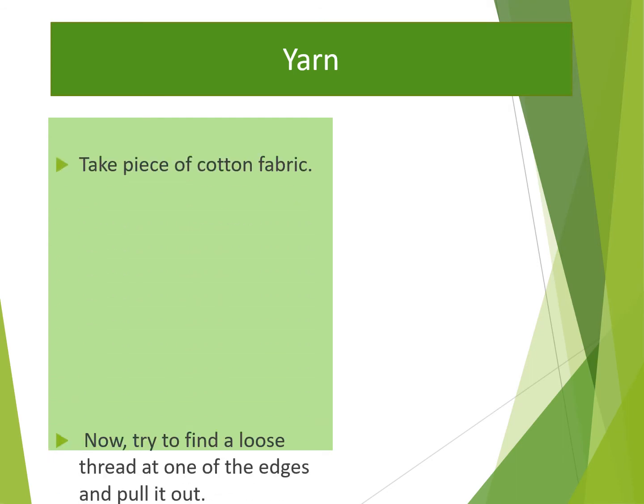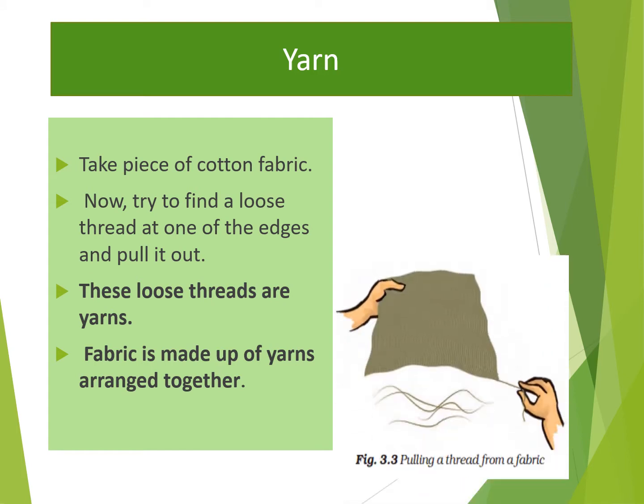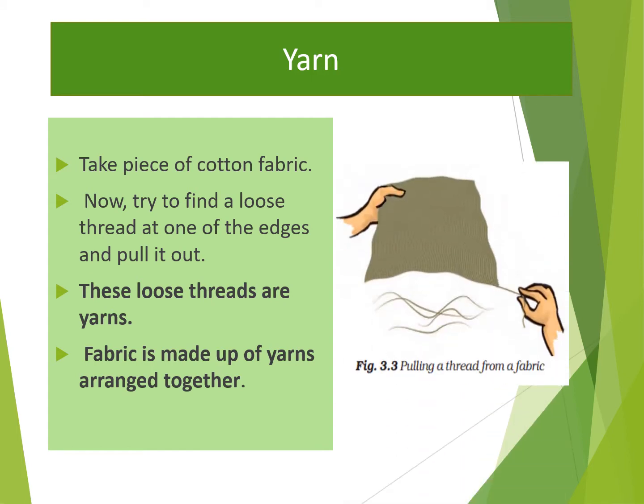When we take a piece of cotton fabric and try to loosen a thread at one of the edges and pull it out, like this in the picture, these loose threads are known as yarns, and fabric is made up of these yarns which are arranged together, right?